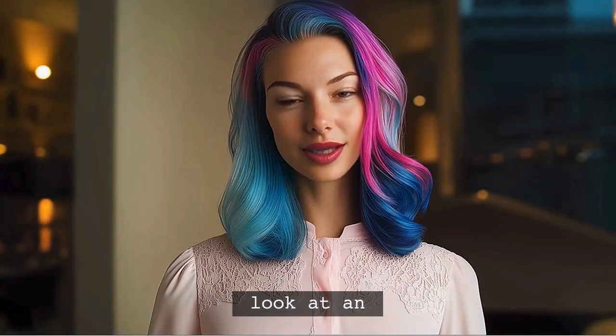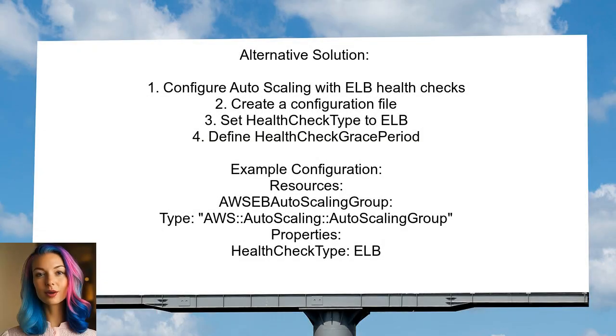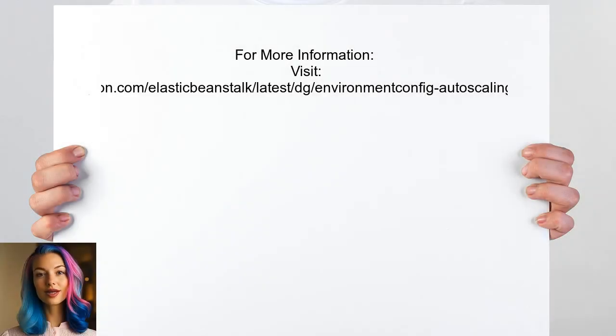Let's take a look at an answer from another user. An alternative solution provided by another user involves configuring your auto-scaling group to use elastic load balancing health checks. This method allows auto-scaling to replace instances that are not responding. You can do this by creating a configuration file that sets the health check type to ELB, along with a grace period. For more details, you can refer to the AWS documentation on configuring health check types for auto-scaling.